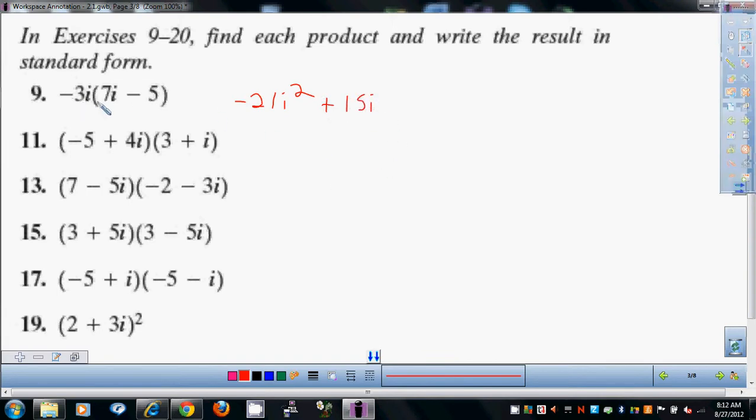Distributing. 3i times 7i with a negative. 3 times 7, 21. i times i is i squared. 3i times 5. 3 times 5 is 15. i times a non-i is i. Now, what's the way I can reduce this? Yeah, i squared is the same as negative 1. So, this is the same as negative 21 times negative 1 plus 15i, which is going to be positive 21 plus 15i.